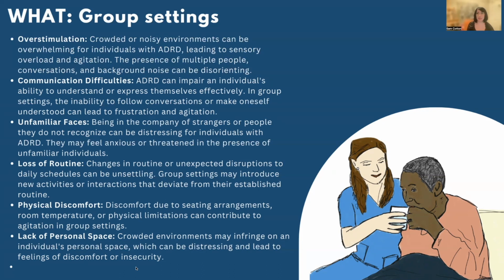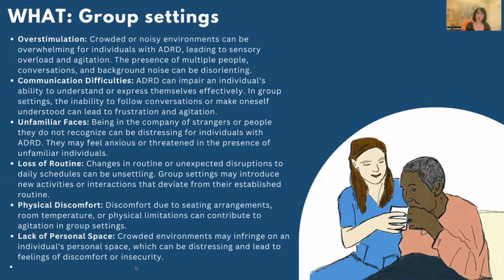Loss of routine can also be a factor that we need to consider in these types of situations. Changes in routine or unexpected disruptions to daily schedules can be very unsettling for persons with Alzheimer's disease and related dementias. What happens in group settings a lot of times is we're introducing new activities or interactions that take them out of that established routine that they're used to. And so that disruption is very problematic because they don't know what to expect. So they become anxious and overwhelmed as a result.